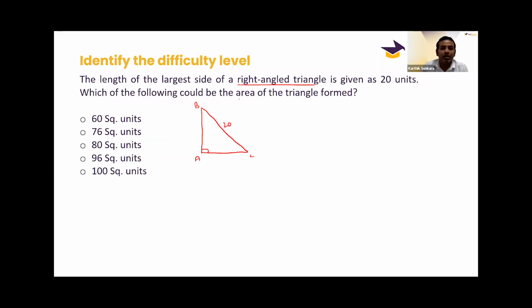Now, since he is asking us to find out the area of the triangle, what is the area of a triangle? Area is half times base times height. But do we know the base and height? As of now, we don't know the base and height, right? So that means this question is a difficult level. If we spend more time on this, we will run out of time. So we have to flag this question, mark this, and then move to the next question. But now we will solve this quickly.